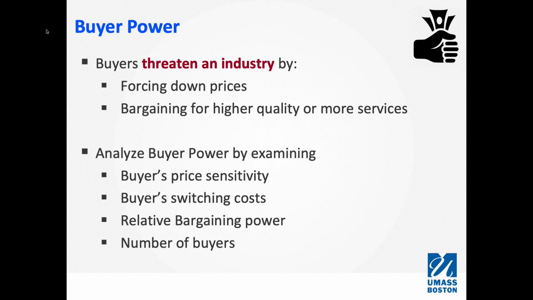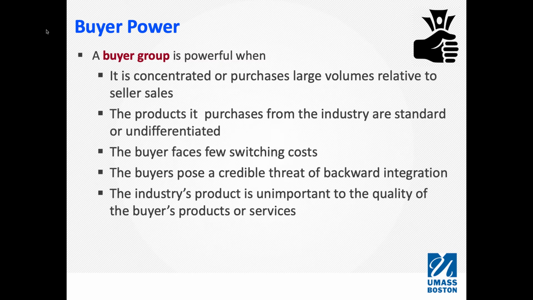Okay. Buyer power. Buyers threaten industry by forcing down prices or bargaining for higher quality or more services. But in particular, you want to think about when a buyer group will be powerful. And if you just think about it logically, many of the things will make sense. All right. If it's concentrated or purchases large volumes relative to the seller, it purchases from an industry that is standard and undifferentiated. The buyer faces few switching costs, a credible threat of backward integration, or the industry's product is unimportant to the quality of the buyer's products or services. All right? Basically, the buyer doesn't care about you that much.